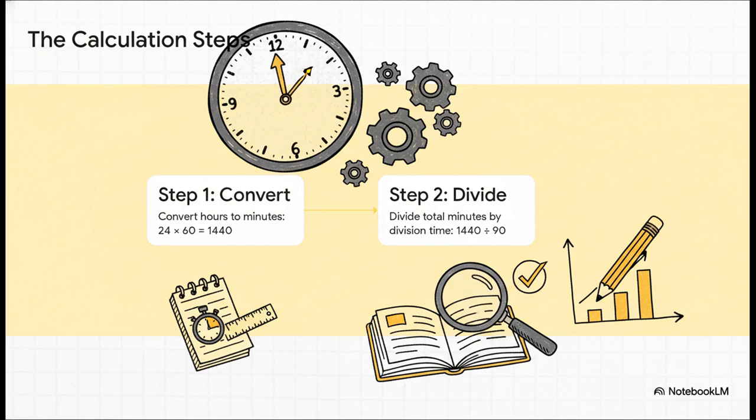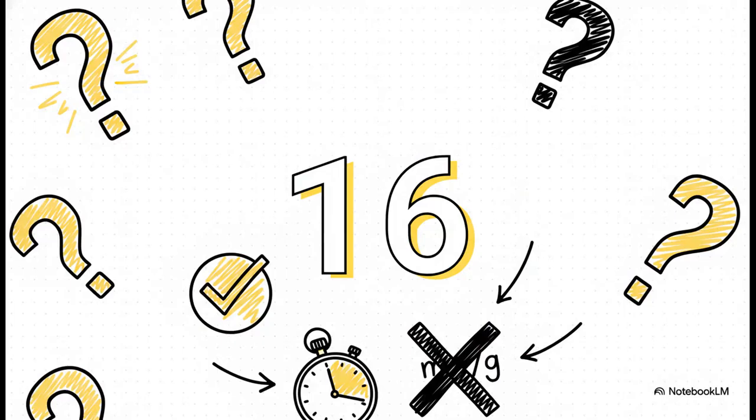So 24 times 60 gives you 1,440 minutes. Then you just divide that big number by the 90 minutes it takes for 1 division. Which brings you to the final answer of 16. That gets you the 2nd mark. But hold on, check out this little note from the examiner. Do not accept if a unit is given.